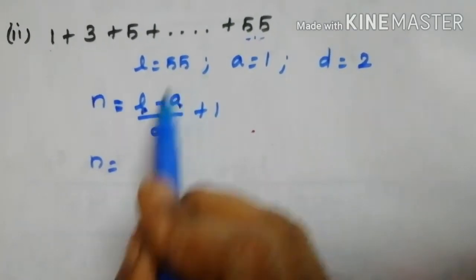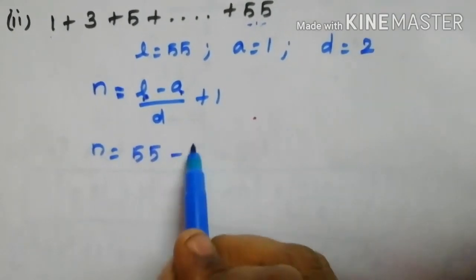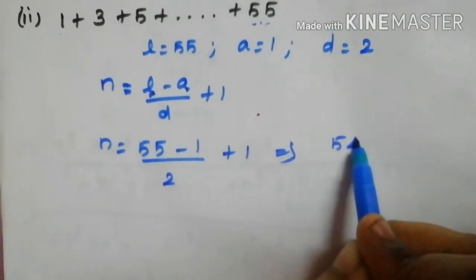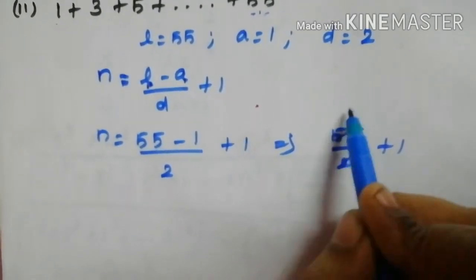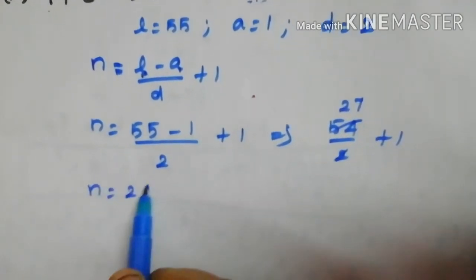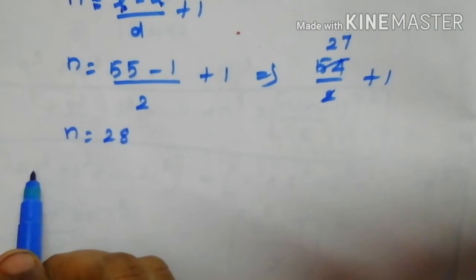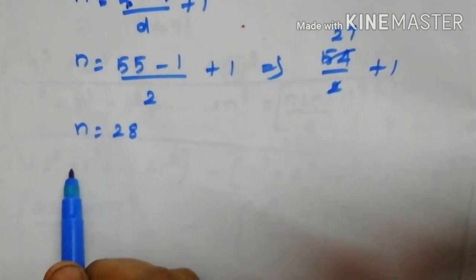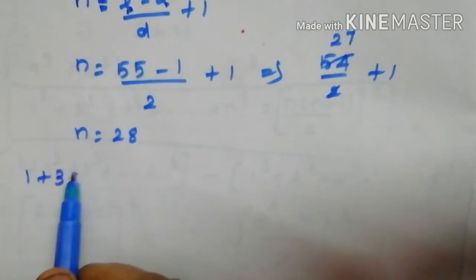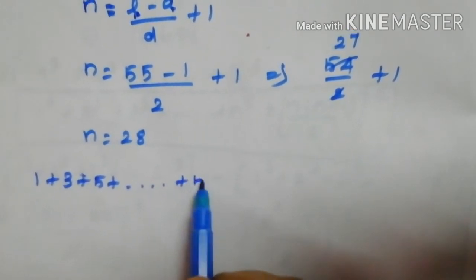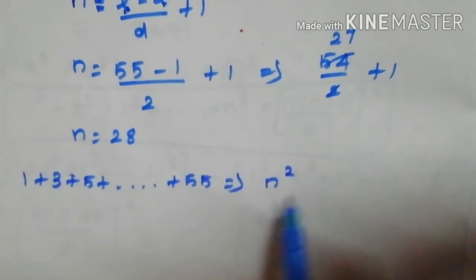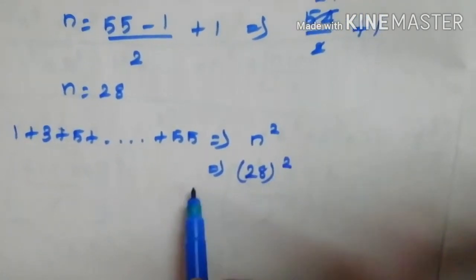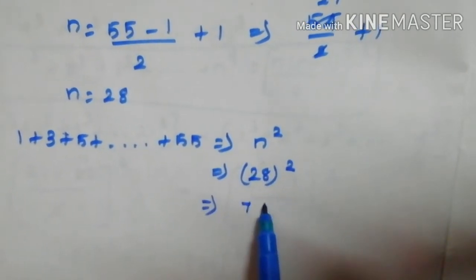So n is equal to (L minus 1) by d plus 1, that is (55 minus 1) by 2 plus 1. Here 55 minus 1 is 54, by 2 is 27, plus 1, so n is equal to 28. By using this n, we have the formula: the sum of the first n odd natural numbers is n square. So 1 plus 3 plus 5 plus etc. plus 55 is nothing but n square, here 28 square. 28 square is the answer, 784.